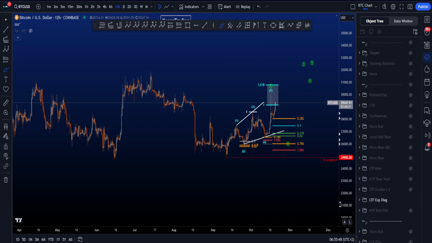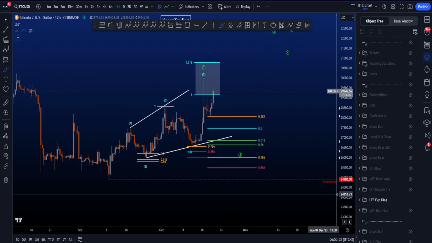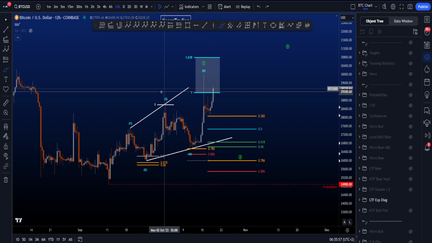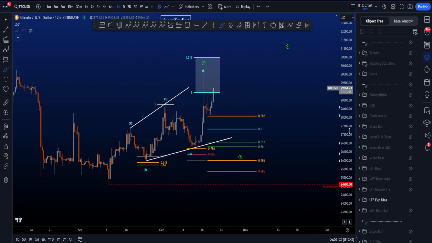Now, if that is the low, there are two scenarios that have potential over here. The first is an expanding diagonal. This is very rare though. So here we have wave 1, 2, 3, 4, 5. 3 is longer than 1, 5 is longer than 3. That is exactly what you like to see.